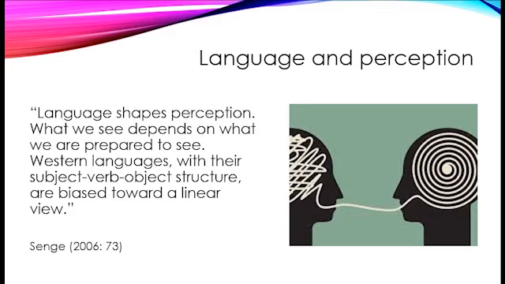Senge says that language shapes perception. What we see depends on what we are prepared to see. Western languages, with their subject-verb-object structure, are biased toward a linear view. Languages that constrict us to follow a linear structure, where a sentence only makes sense if it follows rigid rules, may distort our perception unless, as advocated by the systems thinking approach, we take into consideration a broader worldview where a diverse range of languages may indeed present an enriched contextual understanding and awareness.